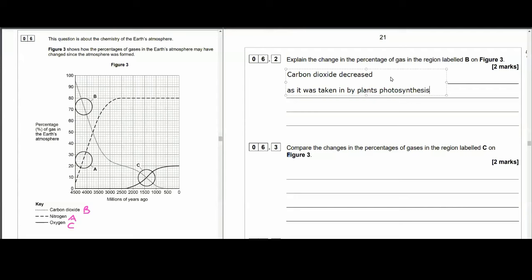This is a common misconception, and this is the answer that people will get wrong. So we get 1 mark for saying there's carbon dioxide and it's decreasing. You won't get a mark for mentioning photosynthesis because plants had not evolved at this stage. So where did the carbon dioxide go? Well, the carbon dioxide decreased because the CO2 dissolved into the oceans or the seas and it formed sedimentary rocks, like the White Cliffs of Dover.